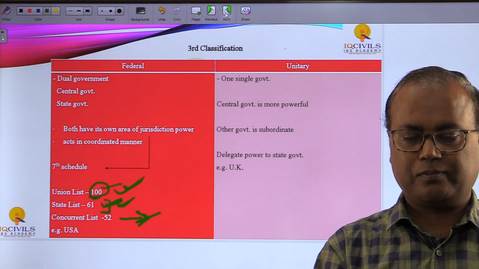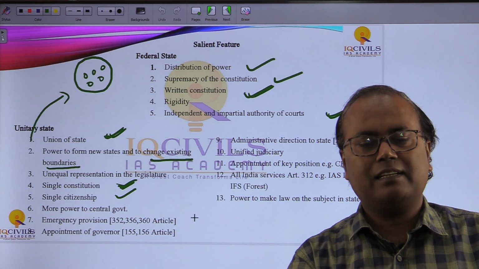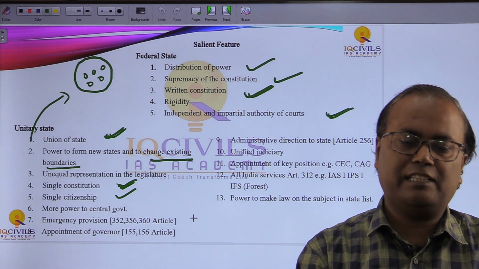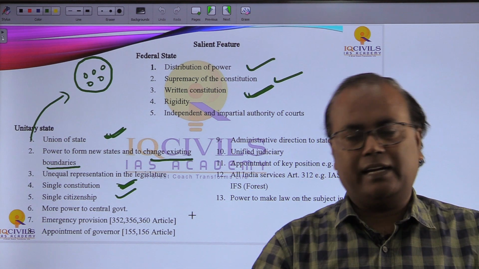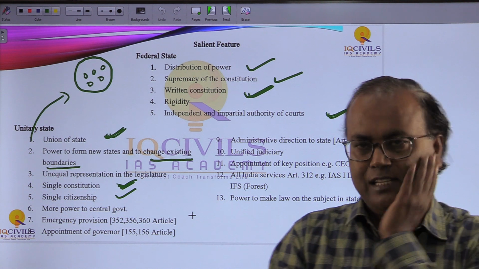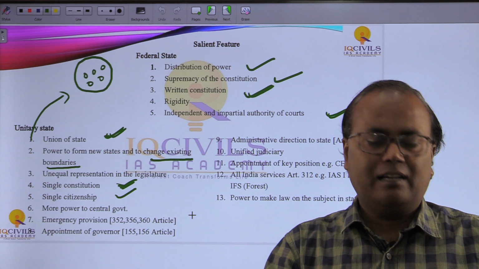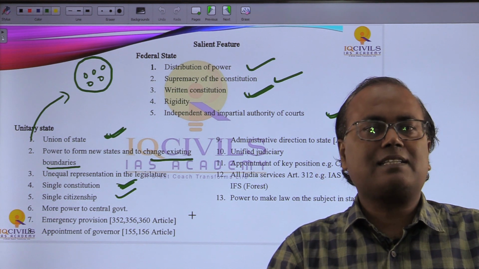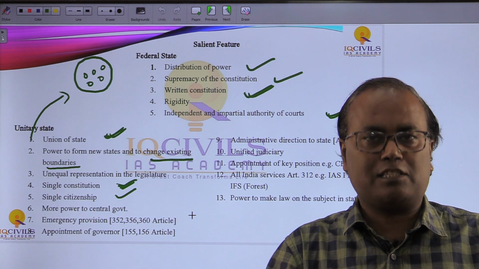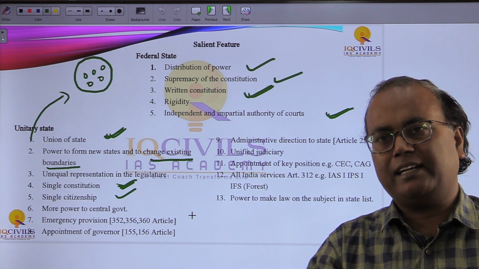Now take the case of emergency, national emergency. Under Article 352, national emergency; under Article 356, President's rule; under Article 360, financial emergency. Once the emergency is declared, the state list comes under suspension, and the Parliament is going to enact the law.